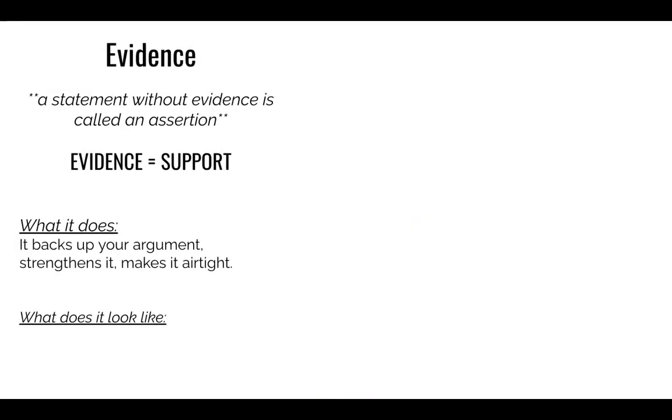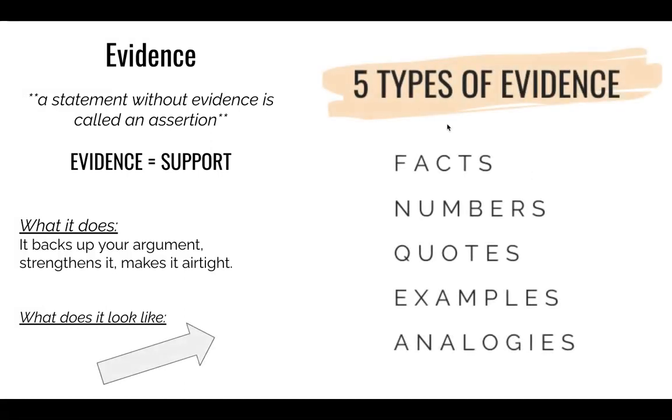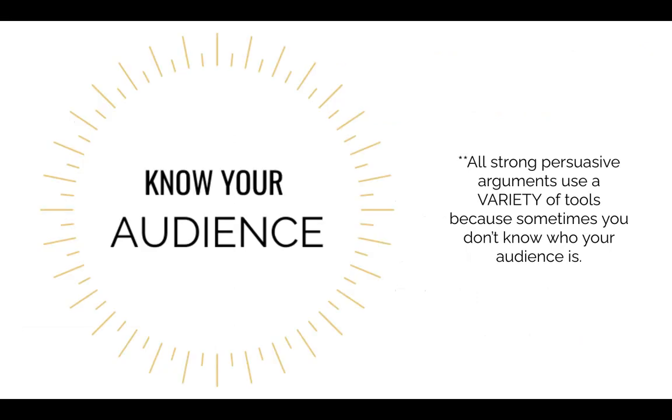And as a reminder, we need to have evidence in our argument through our writing, and we need to see it in other people's arguments, because if we don't, it's just an assertion, and an assertion is essentially just an opinion, and it's not strong enough to stand on its own. So we talked about the 5 different types of evidence: facts, numbers, quotes, examples, and analogies, and we will continue to use these, try to analyze them, and then use them in our own writing as we keep going throughout this unit. And then the last thing we covered before we started semester 2 is knowing your audience.